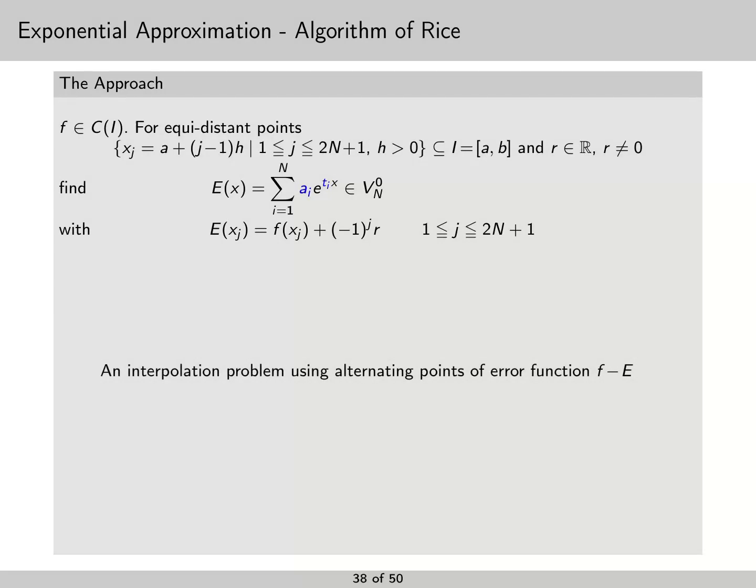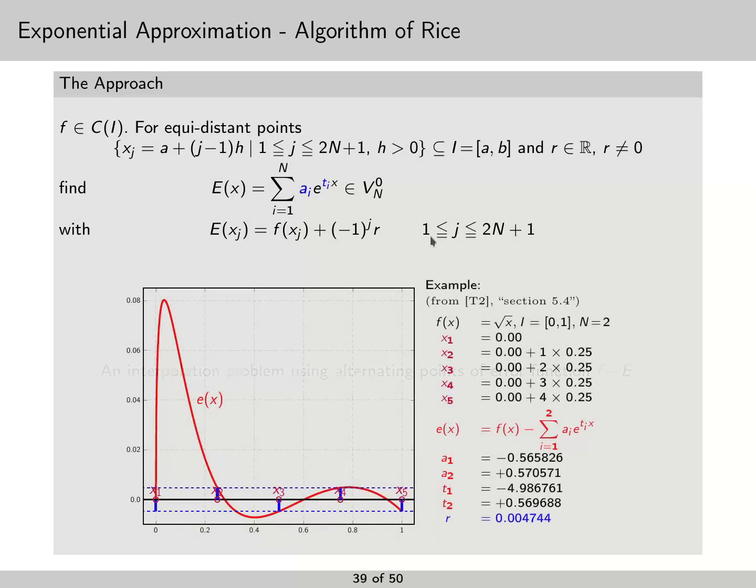So this can be thought of as an interpolation problem with 2n plus 1 values of the error function f minus e. As an example, to illustrate this approach, as for the algorithm of Meinardus, function f is the square root of x and n is 2. These are the 5 equidistant points x1 through x5, and the application of the algorithm of Rice results in these coefficients ai and ti.